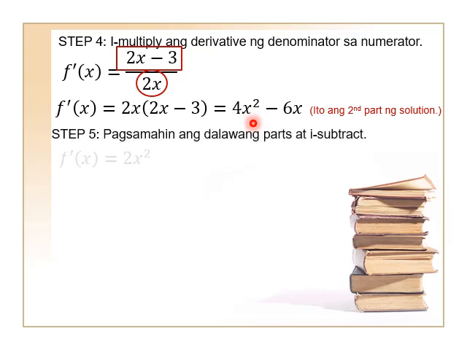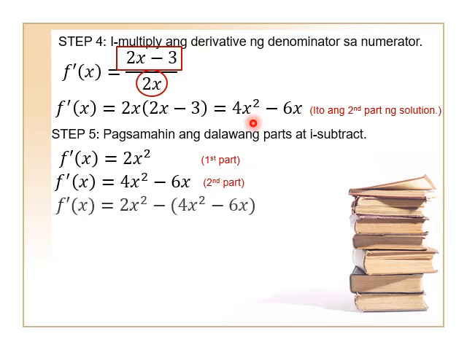Pagsasamahin natin yung dalawang parts at isusubtract. So, first part natin is 2x squared and then second part is 4x squared minus 6x. If you notice, pwede natin pagsamahin yung like terms natin. Ang like terms natin dito is yung 2x squared and then 4x squared. Parang you can imagine this is 2 minus 4 is equal to negative 2. Kaya ito naging negative 2x squared plus 6x, kasi negative times negative dito, nagiging positive. Ayan. Kaya ito, positive 6x.